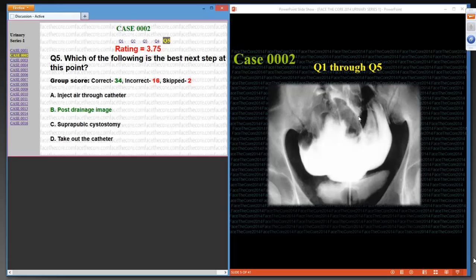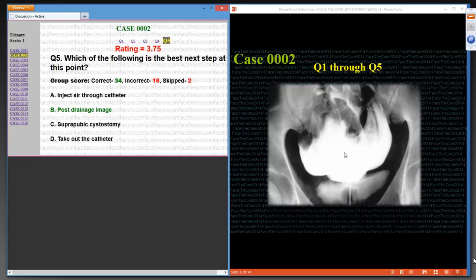Then which of the following is the next best step at this point? Should we inject air through the catheter? I'm sure none of you have ever heard of a double contrast cystogram, not done at all to my knowledge. You don't need to do a suprapubic cystostomy just yet, because this patient is going to have to be treated with surgery, not with suprapubic cystostomy. You don't want to take the catheter out because they do need catheter drainage.